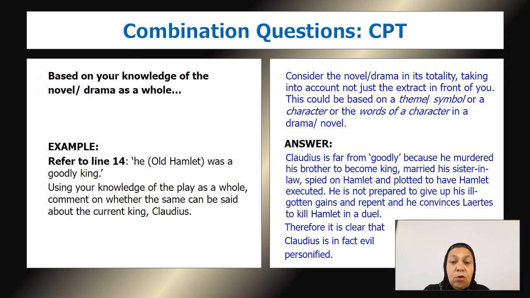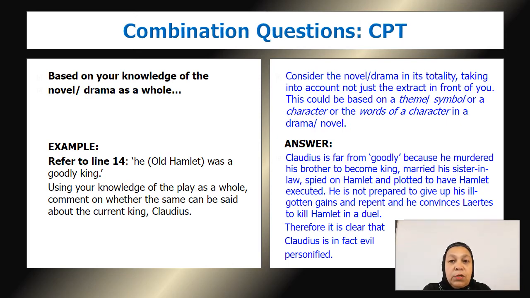Here below is an example. Refer to line 14. He, and here we refer to old Hamlet, was a goodly king. So using your knowledge of the play as a whole, comment on whether the same can be said about the current king, Claudius. So look at the curveball there. You are not asked to really comment on old Hamlet's ability as a good king, but you actually have to focus on Claudius's character and also whether he makes a good king. So here is your answer.